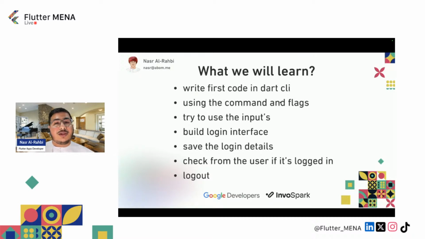So we will create a new project in Dart CLI, and we will take a first look at it. We will also use the commands and the flags, and we will learn what we mean by commands and flags. We will also try to use inputs. We will add a new input, get a text from the user, and show it in the output.